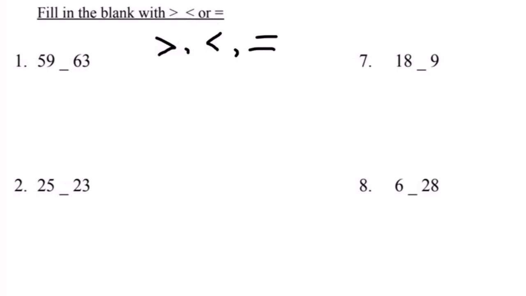Number 1, they give us two numbers, 59 and 63. Based off just by looking at the digits, we know that 63 is much greater than 59. But how can we check? We can check by subtracting.